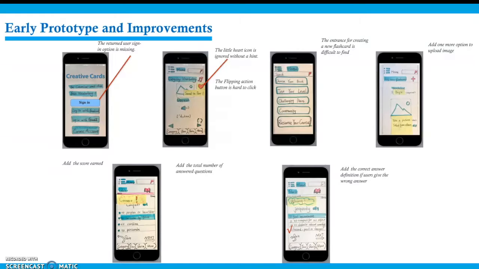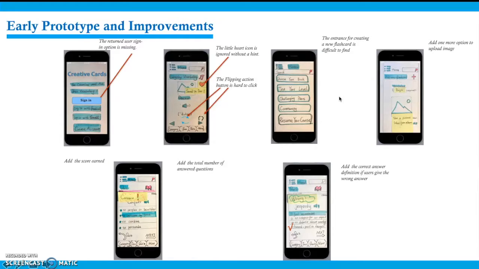Because the flipping feature is very important for each flashcard, the flipping action button should be placed in a phenomenal place. I centered it, and now it's easy to click by the user's thumb. In addition, the entrance for creating a new flashcard is very difficult to find. Therefore, I decided to add a Create a Flashcard button on the home screen. As for the flashcard creating session, some users would like to have a search from the website option to upload an image.